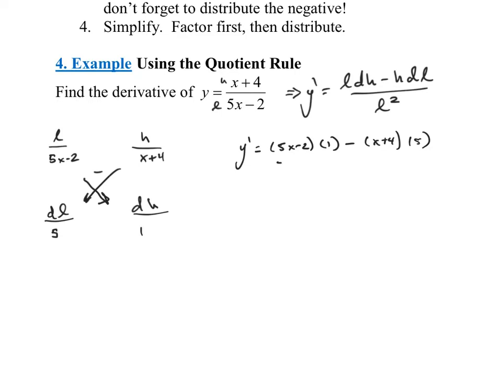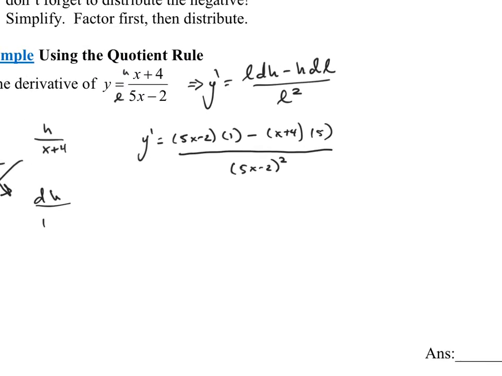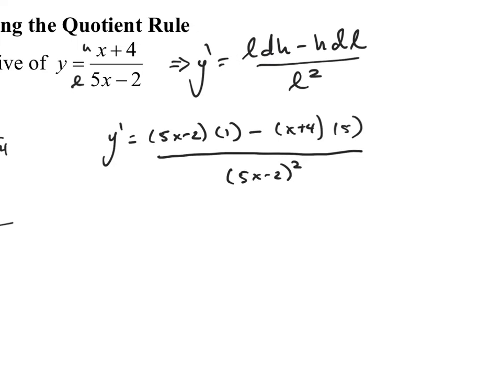Never ever forget, all of this is over the low function squared. The low function here was 5x minus 2, quantity squared. Never ever distribute out that denominator. It's not worth your time. So always leave that denominator in factored form, but we absolutely do need to work with the numerator.